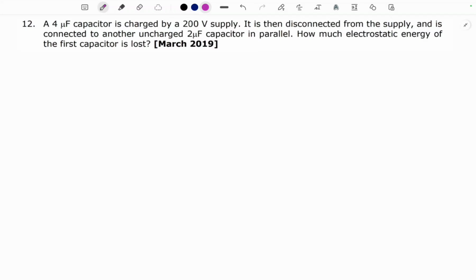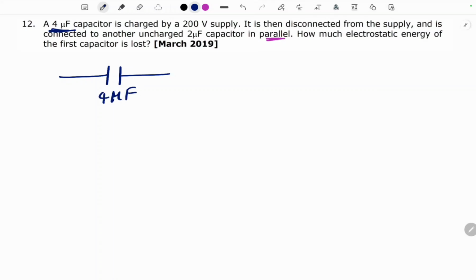Here we have the question like this. A 4 microfarad capacitor is charged by a 200 volt supply. It is then disconnected from the supply and is connected to another uncharged 4 microfarad capacitor in parallel. How much electrostatic energy of the first capacitor is lost? Very simple concept this one is. So here we will be having a capacitor whose value is 4 microfarad.